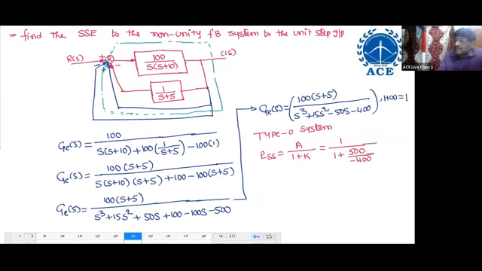So now solve it. 2 zeros are cancelled. What is the answer? Minus 4. Steady state error equal to minus 4. So minus 4 is the answer.